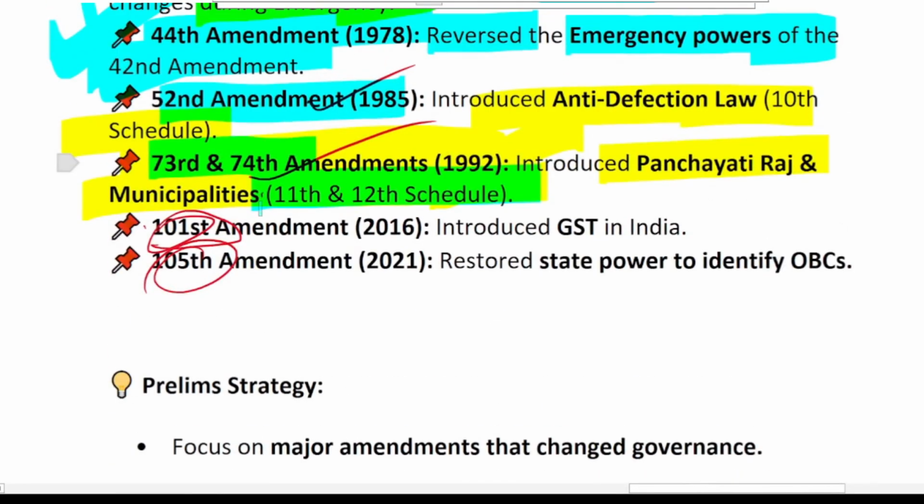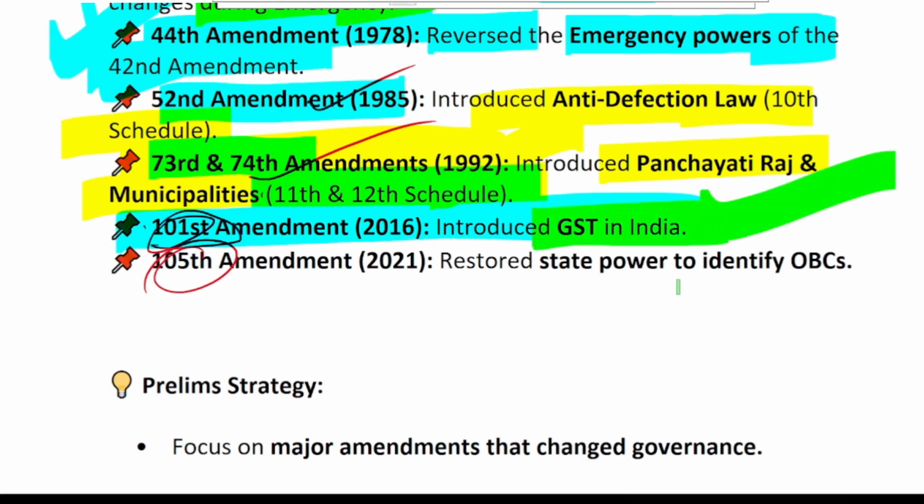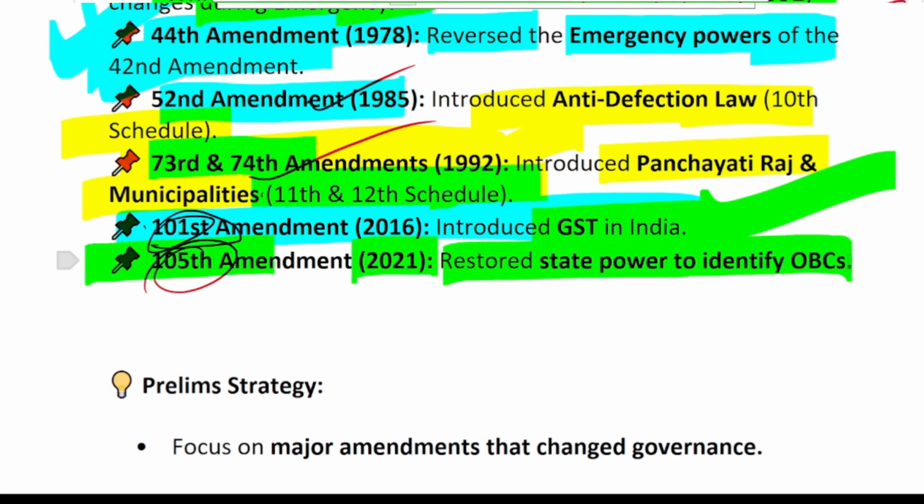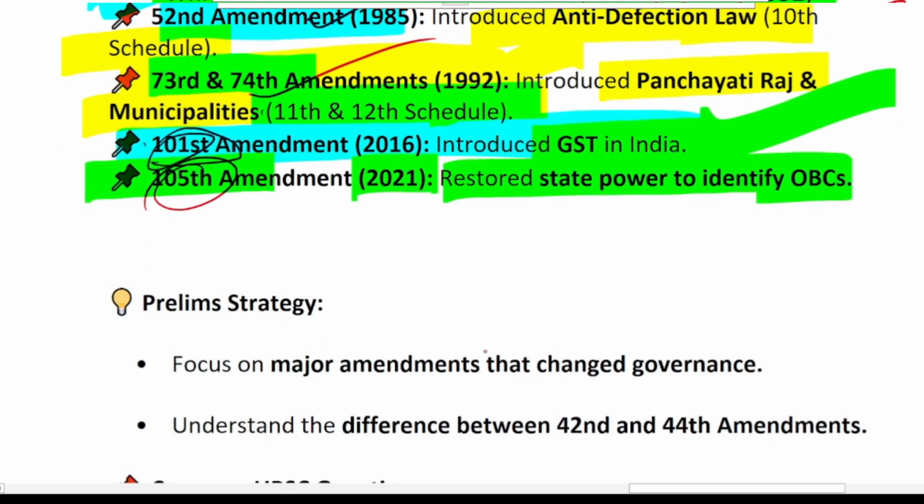The 101st Amendment, 2016, introduced GST in India, the most important from the prelims point of view. And the 105th Amendment, 2021, restored state power to identify OBCs. So these two latest amendments you need to remember.